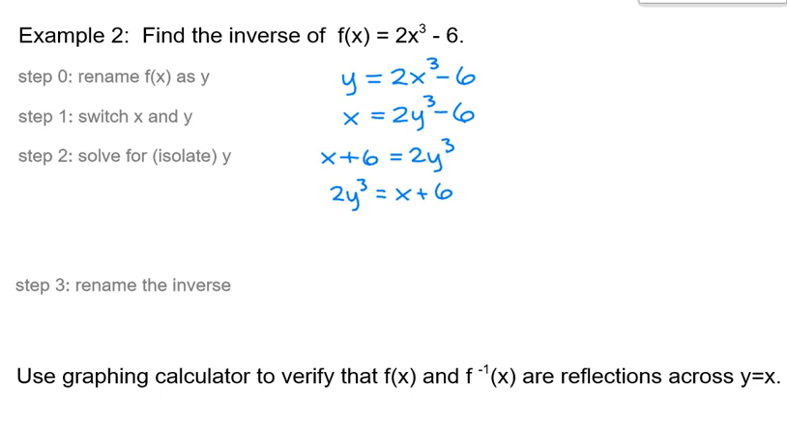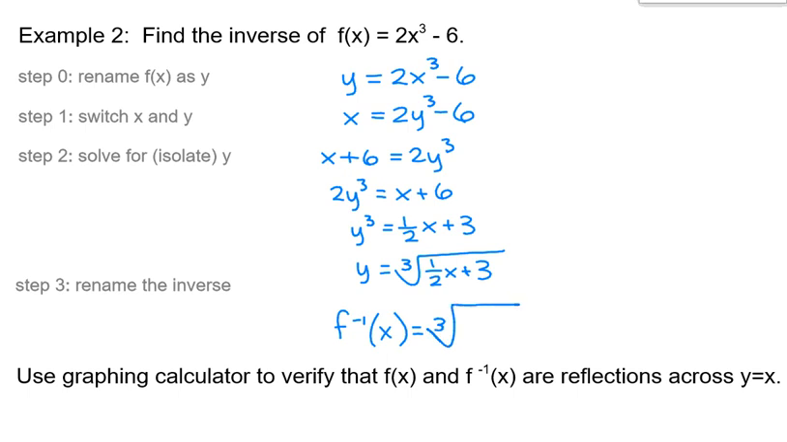Divide both sides by 2. If you want, you can just write that as 1/2 x plus 3. And then to undo the cube, we're going to cube root. Remember, when you cube root, you don't need plus or minus. And then finally, I've added a step 3 as well, which is to rename the inverse. So instead of calling it y, I'm going to call it f inverse of x. Okay, so we have found the inverse.